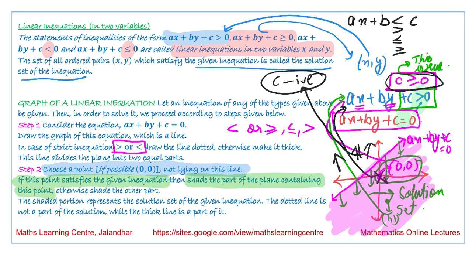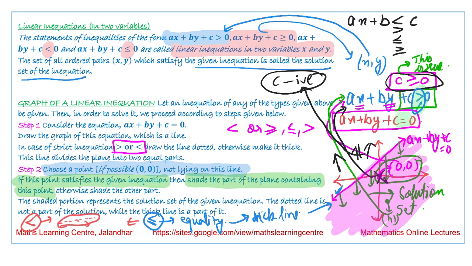Another thing to note: suppose we have the less than or equal to sign. Since equality is there, the line we draw will be a thick line. Thick line means this line is also part of the solution. And if in place of less than or equal to we have the strict inequality, that is less than, then we draw the line as a dotted line. Dotted line means the points lying on this line are not part of the solution.